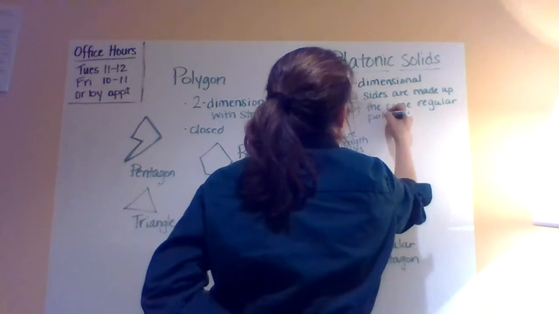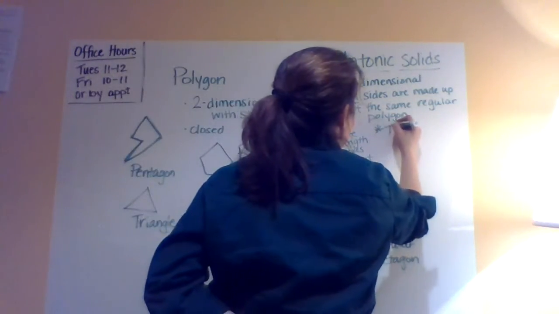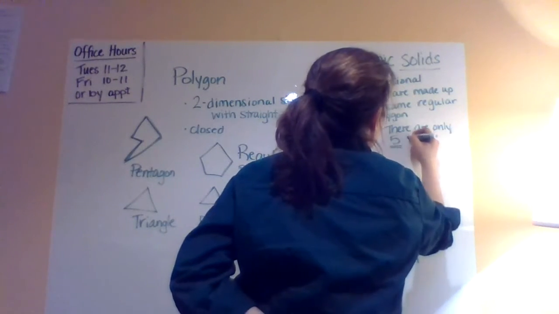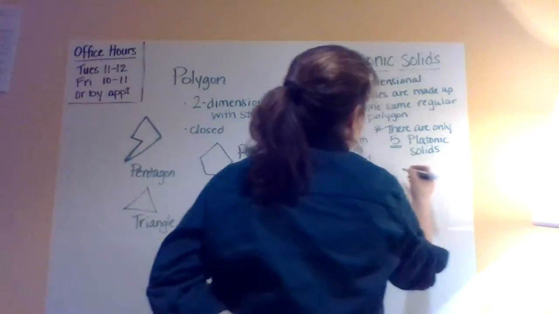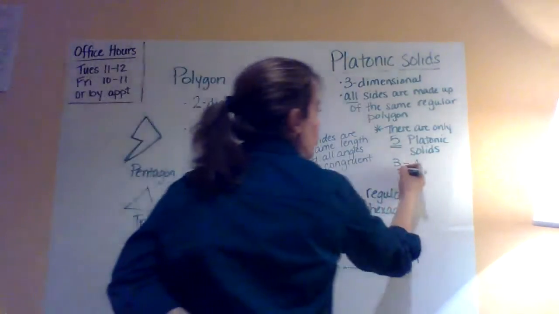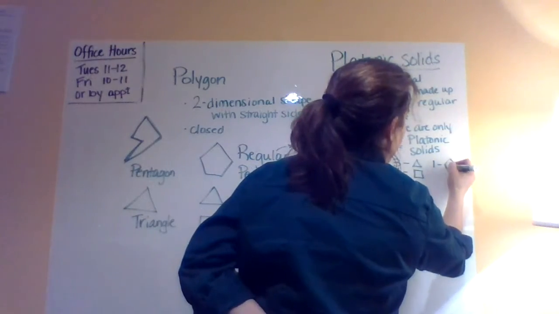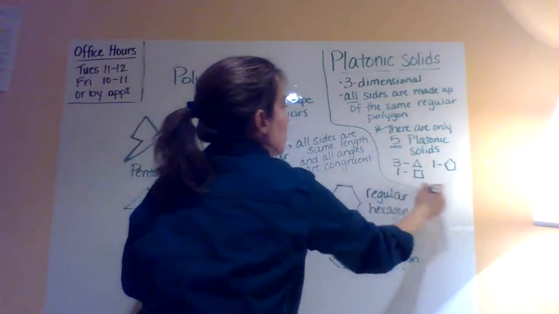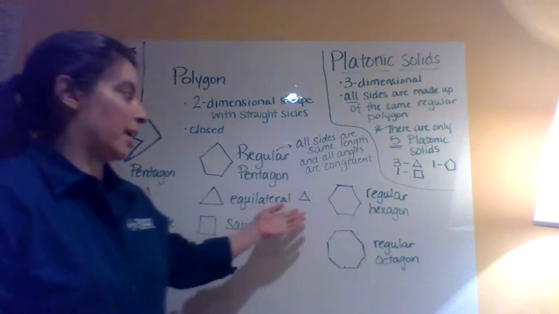Okay, so there are only five Platonic solids. Okay, 3 of them use equilateral triangles. 1 of them uses squares, and 1 of them uses pentagons. Okay. You can't make a Platonic solid using hexagons or octagons.